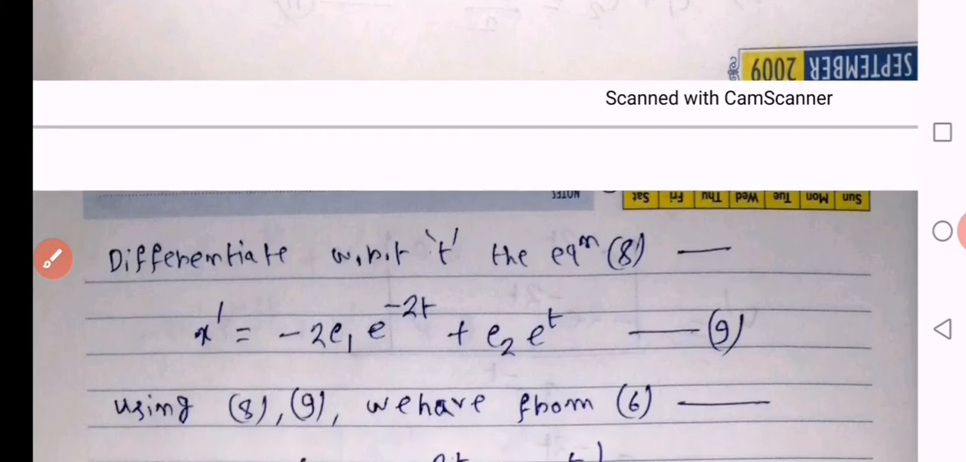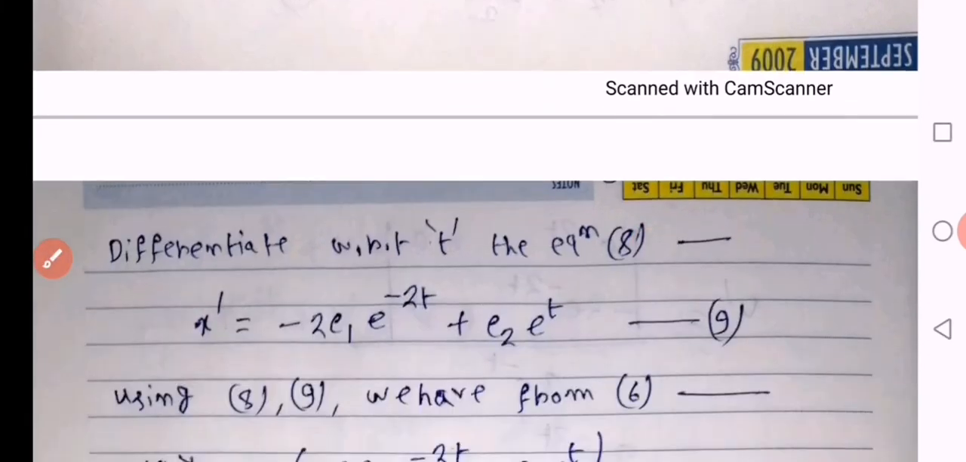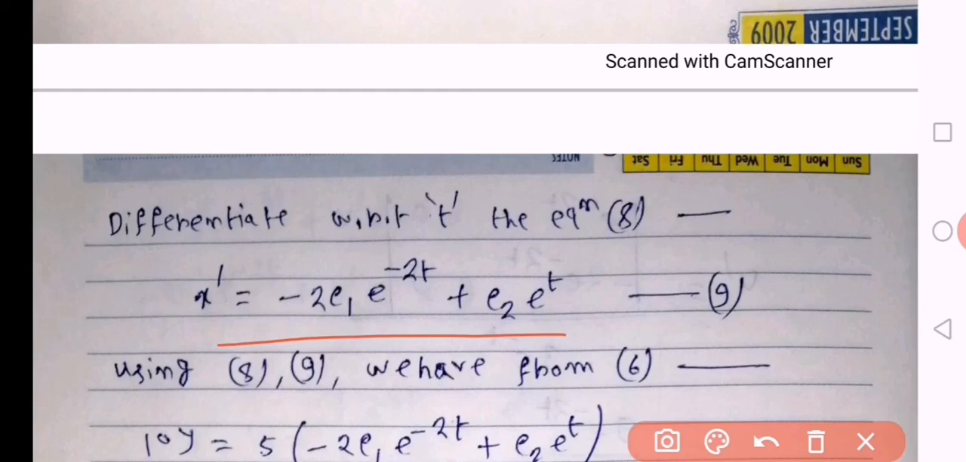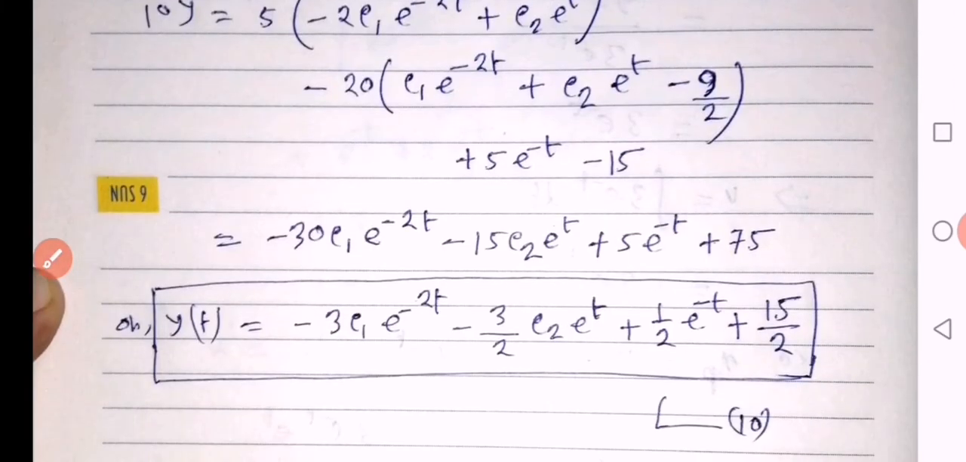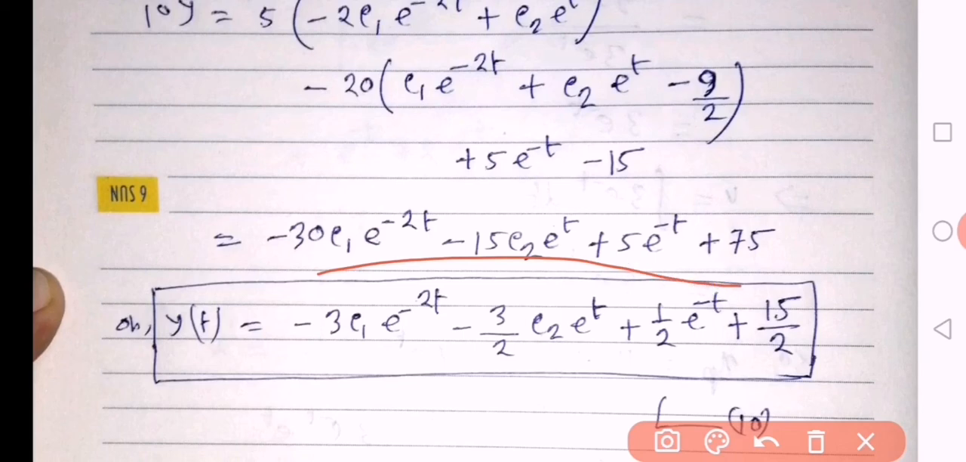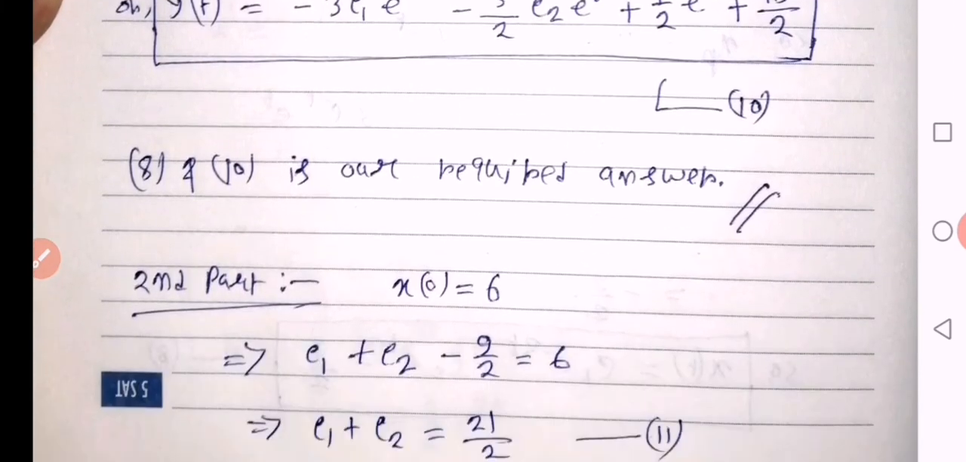Now differentiate equation number 8 with respect to t. We will get x dash equal to this. Now after substituting these values into equation number 6, we will get 10y equal to this. We will finally obtain 10y equal to this. So we will obtain the y(t) value, which is this. So this is our required solution, which is our general solution.